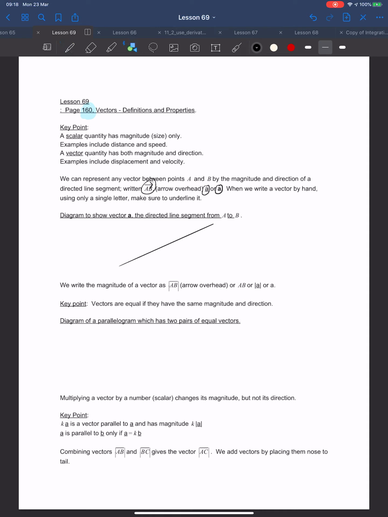So the way we do this: this is point A, this is point B. We put an arrowhead on there. We say that's vector A, or they've written it in bold. We write the magnitude of a vector as the magnitude of AB. So that's the size or the length.